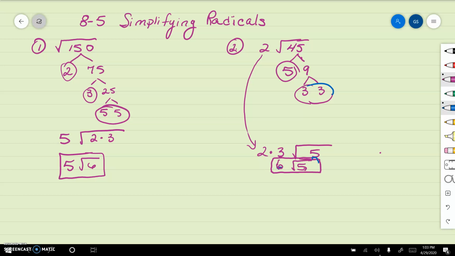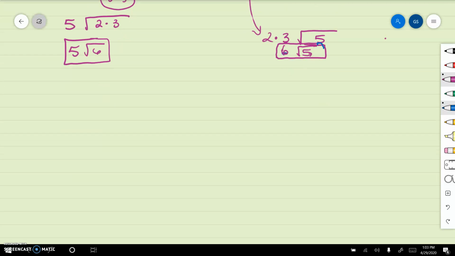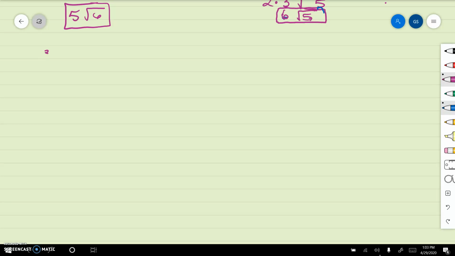Okay, let's try another one. Number 3. 3 radical 60. Again, we have this 3. I wish you guys knew how hard it was to write with this pen. So we're going to bring the 3 down so we don't forget about it.